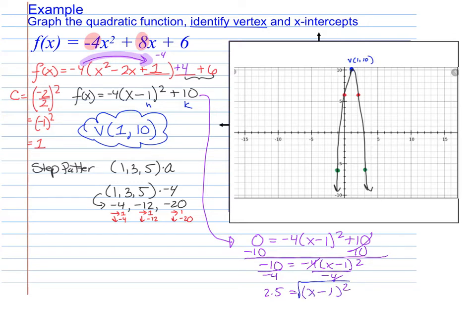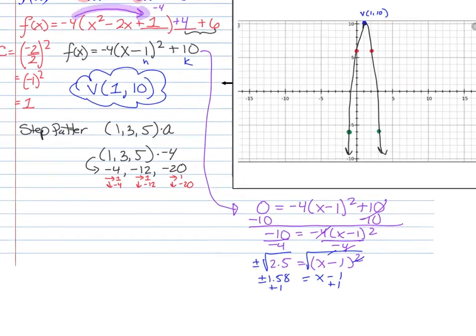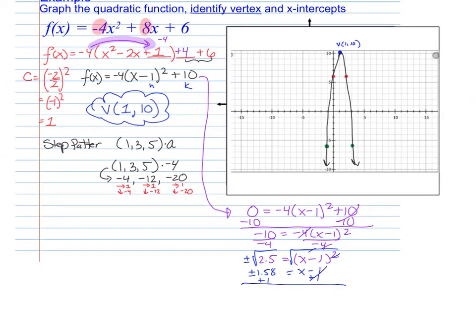You're going to take the square root of both sides, plus or minus on that side. These go away. And if you take the square root of 2.5, that is plus or minus 1.58 approximately. And you have x minus 1. Add the 1 to both sides. And if you do that, that goes away, and you're going to have x is equal to 1 plus or minus 1.58, which will give you your two answers. One would be 2.58. Another one will be negative 0.58 as your two x-intercepts.